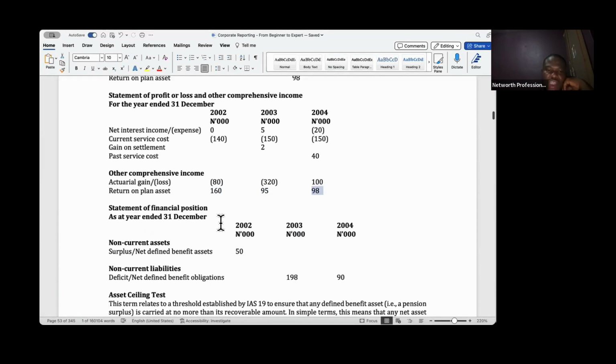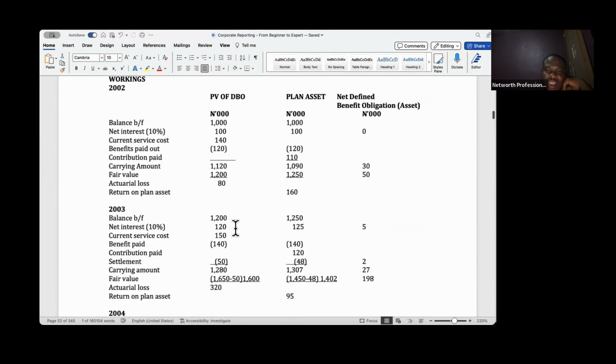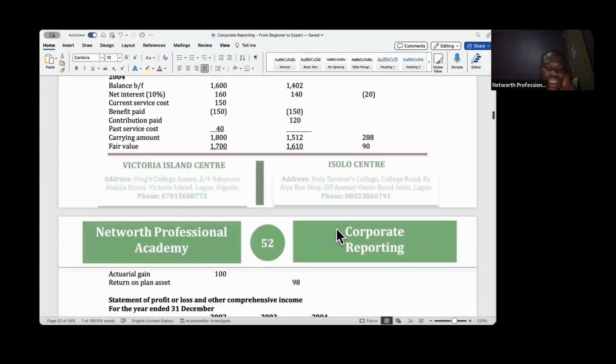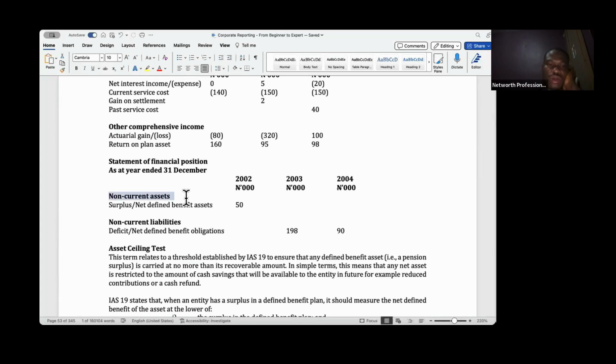And in my statement of financial position, if you look at year 2, what you need is the net of the 2. And is this fair value you work with? 50, my assets was higher than the obligation. So I'll have a net defined benefit asset or a surplus, which I will recognize under non-current assets. And that is why in my statement of financial position, under non-current assets, I have a surplus or a net defined benefit asset of 50.